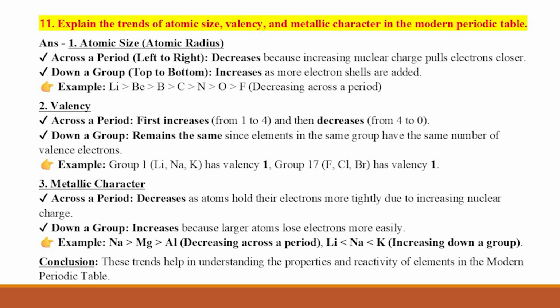Example, Na, Mg, Al, decreasing across a period, Li, Na, K, increasing down a group. Conclusion: these trends help in understanding the properties and reactivity of elements in the modern periodic table.